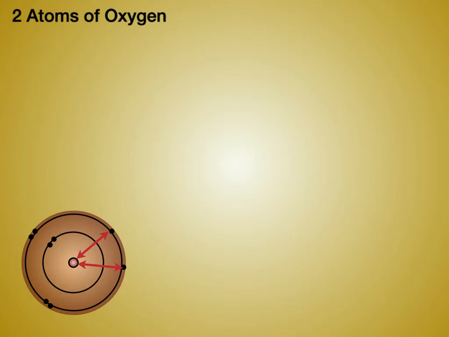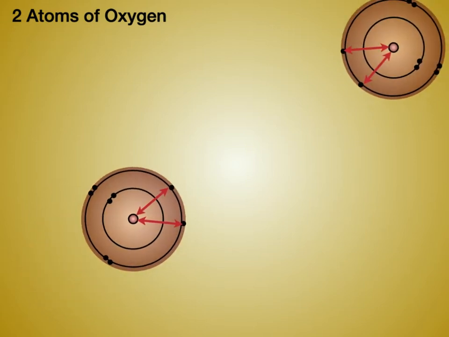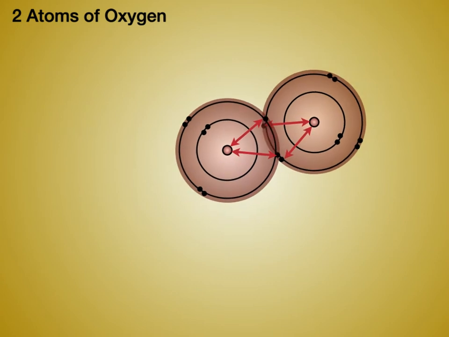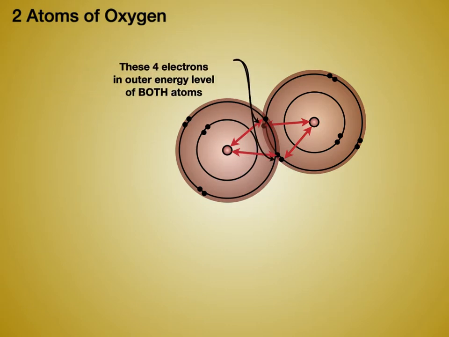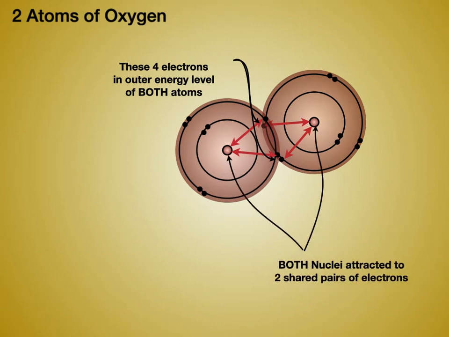Okay? Now let's see what happens if 2 oxygen atoms bump into each other. There we go. Now notice you've got 2 shared pairs of electrons this time. You've got 4 electrons and they are in the outer energy level of both atoms. But in the same way as before, the 2 nucleuses are attracted to both shared pairs of electrons. Again, there's a force of attraction that's going to hold those 2 atoms together.